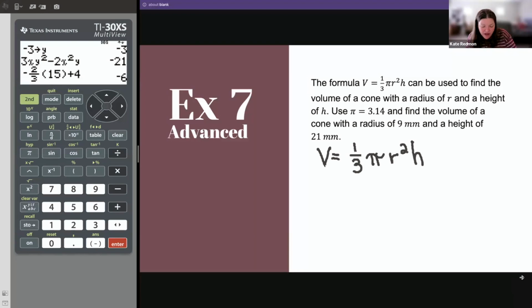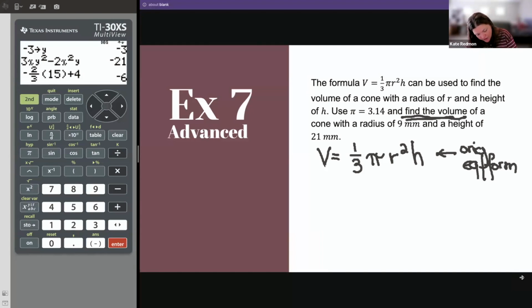They're telling me to find the volume. So they're asking me to find V. In order to find V, I would need to know what all those other little symbols on the other side are equal to, what pi is, what r is, what h is. Well, all that information is in this problem.